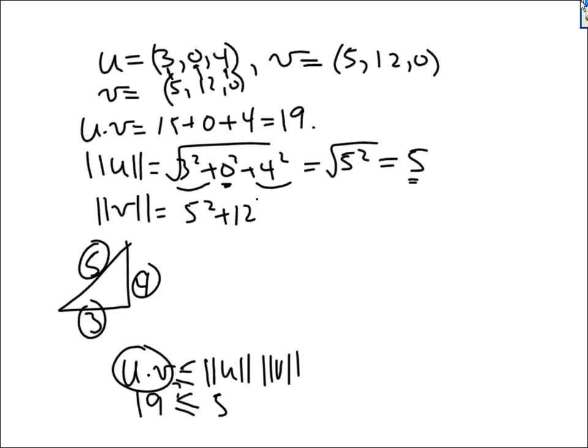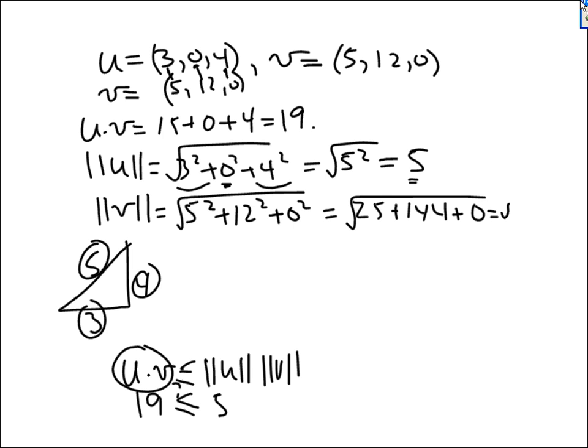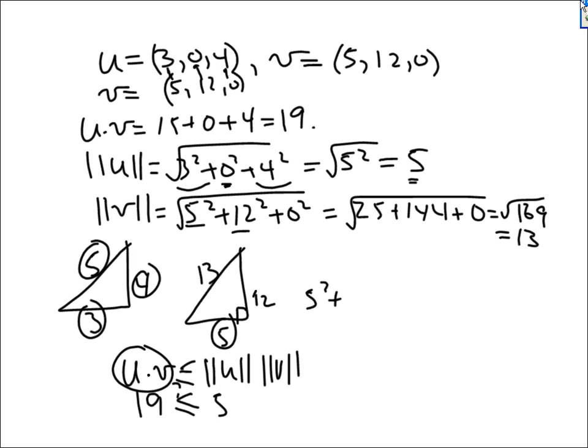5 squared plus 12 squared plus 0 squared. 5 squared is 25 plus 12 squared, that's 169. And the square root of 169 is 13. And I set you up again with 5 and 12. You should know the right triangle, 5, 12, 13. 5 squared plus 12 squared is equal to 13 squared.